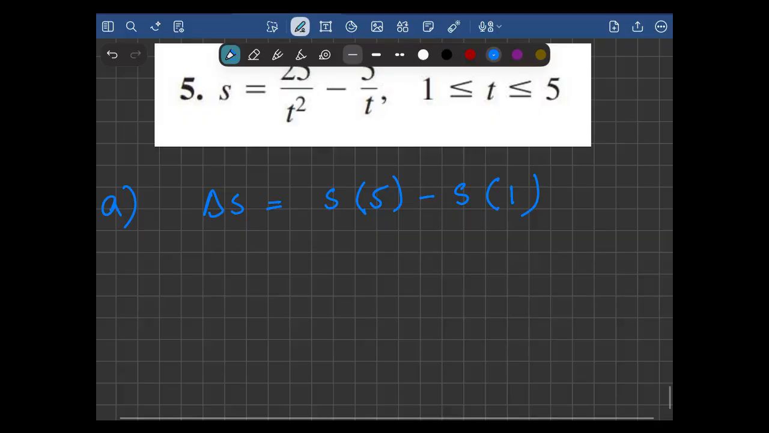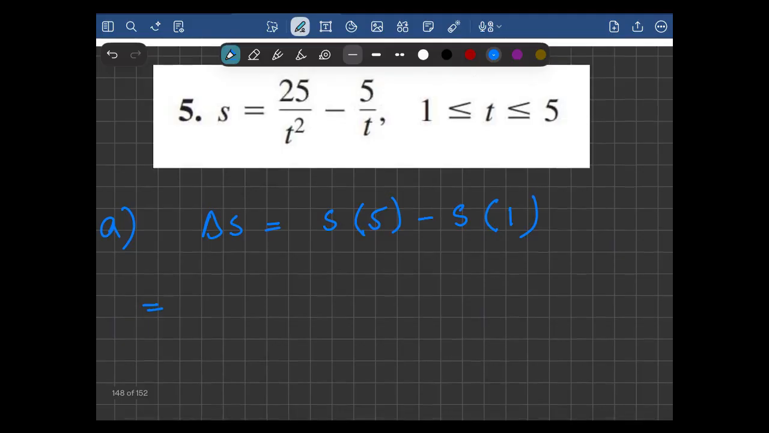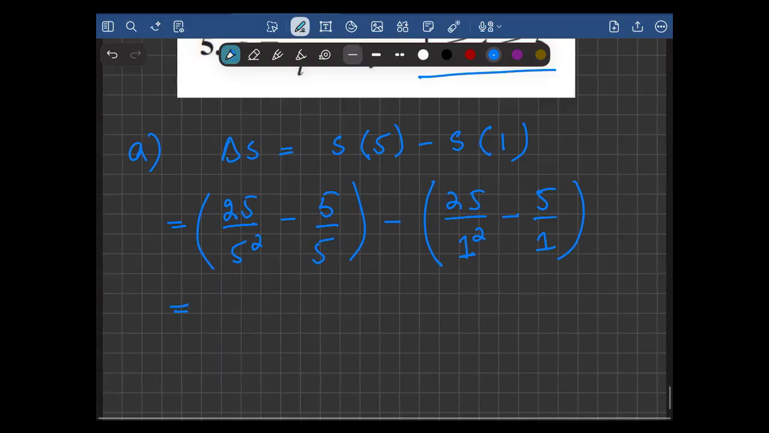So let's substitute the displacement when t equals 5. It's going to be 25 over t square, which is 5 square, minus 5 over t, which is 5. Then we substitute t with 1 in the function, as the initial point of the time interval is 1. So 25 over 1 square, minus 5 over 1. Now let's simplify it further.